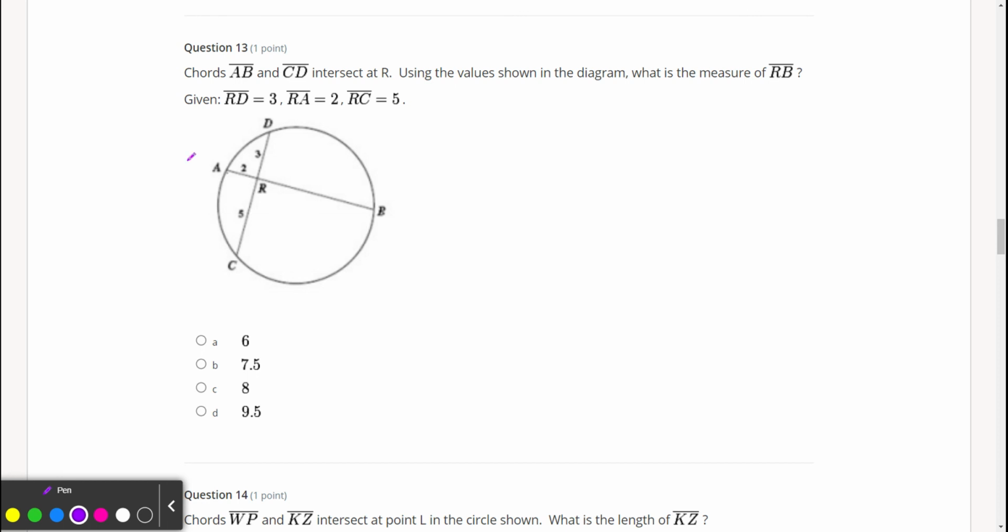What do I do with chords? So this is a 2, this is a 3, this is a 5, and this must be what we're looking for. What is the measure of RB?